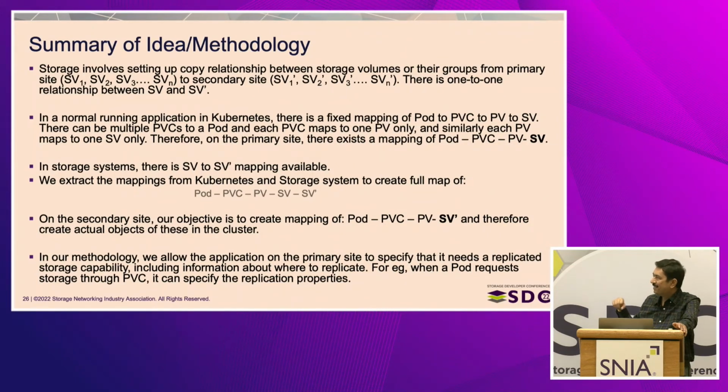All right. So it may be confusing. Please feel free to ask a question. But our objective is that we have SV dash on the target side, and we want to make sure that this SV dash goes to the right pod on the target side, so that we have the data available right away on the target side.